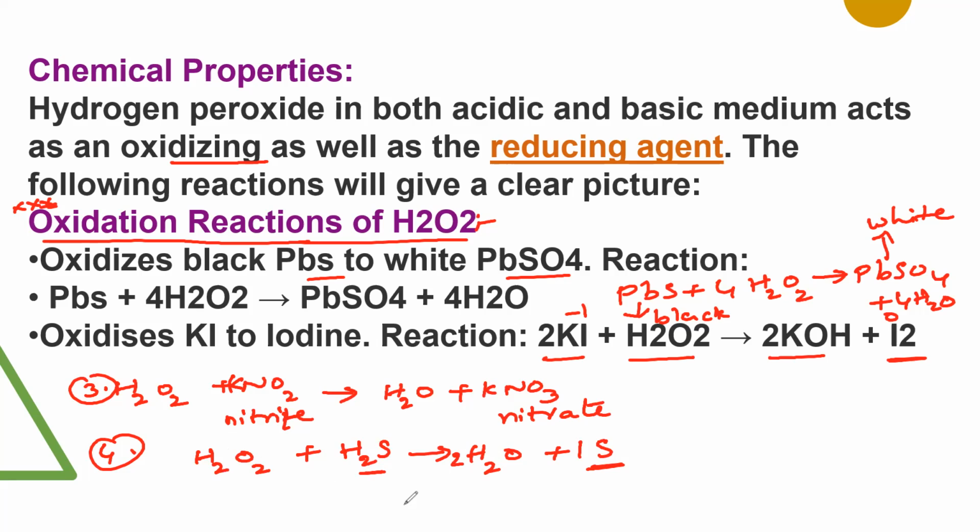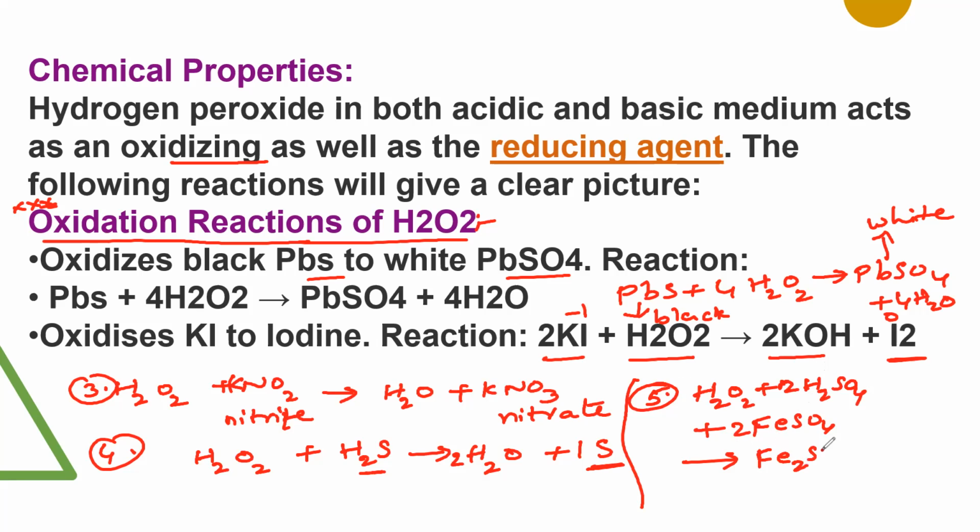Next, fifth property. Hydrogen peroxide oxidizes ferrous sulfate to ferric sulfate. So the fifth property I'm writing here. You can see here, hydrogen peroxide in acidic medium, that is sulfuric acid, plus 2 moles of FeSO4, forms ferric sulfate, Fe2(SO4)3. Here iron is in +2 state and here it is +3 state. So ferrous sulfate is oxidized to ferric sulfate along with water.